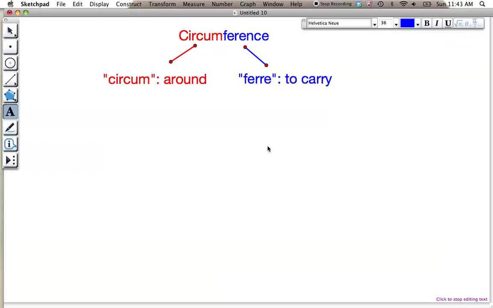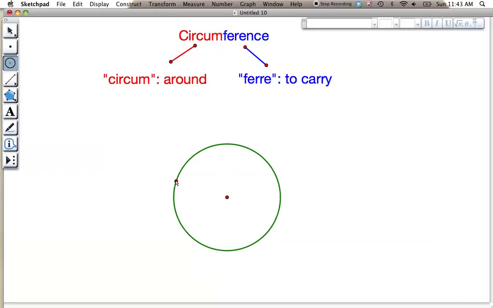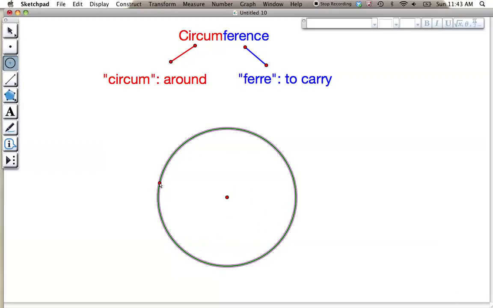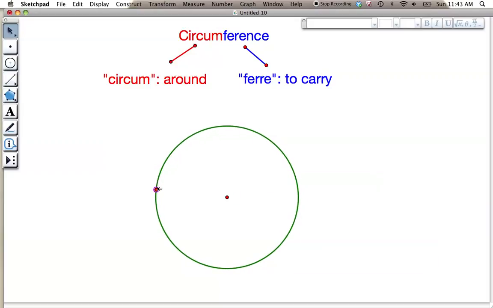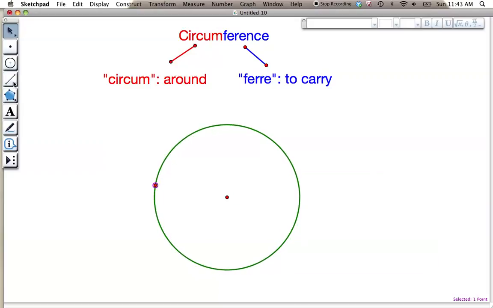So, let's begin our discussion of circumference by creating a circle. When we talk about circumference, we talk about carrying around. The best round object I can think of is a circle: the set of all points equidistant from one point, the center. When we want to talk about circumference, the minimum piece of information we need to know is the radius. So let's make a radius here.